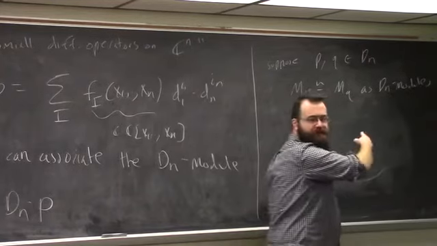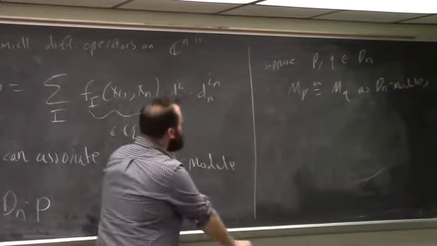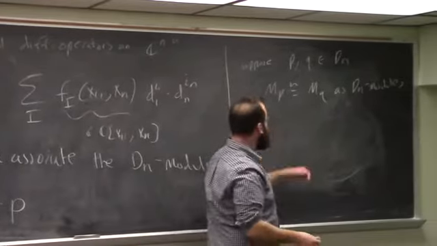Is this too far over? Can people still see this? Okay, great. So let's suppose that two of these things were isomorphic.